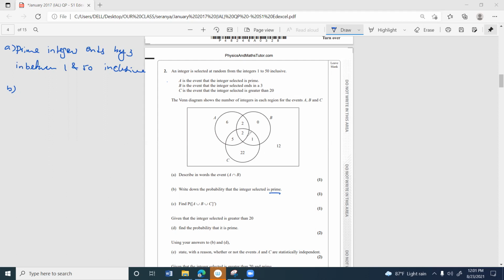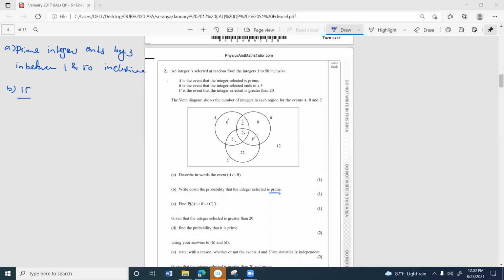So the prime is entirely the facts inside circle A: 6 plus 2 plus 2 plus 5. 6 plus 2 is 8. 8 plus 2 is 10. It's 15. 15 out of how many integers altogether are there?